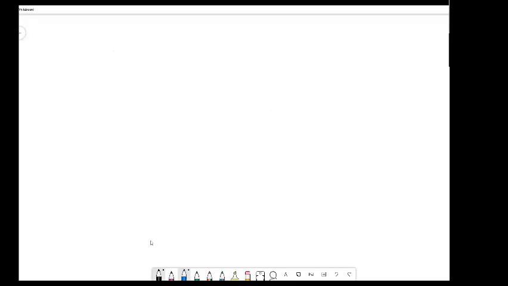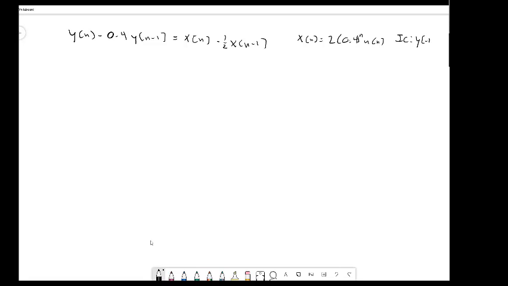Back to the whiteboard. And let's write our problem up here again. The difference equation, y of n minus 0.4 y of n minus 1 equals x of n minus 1/2 x of n minus 1. And our input, x of n, was 2 times 0.4 to the n, a causal signal, and our initial condition, y of -1, is equal to +5.